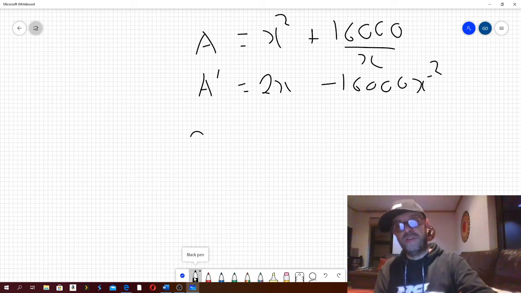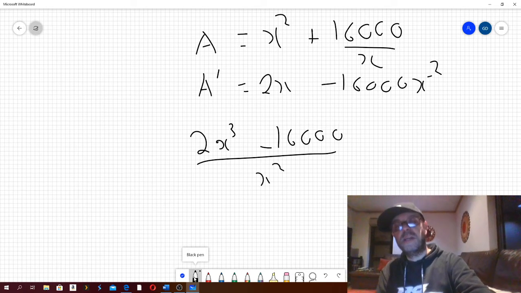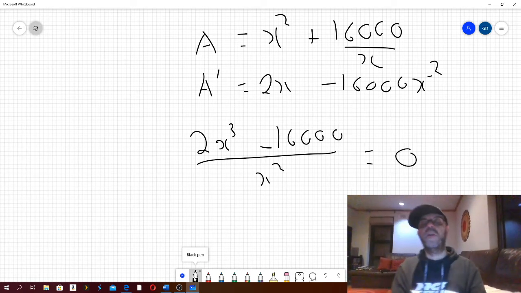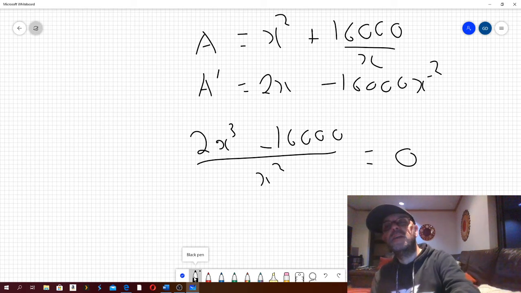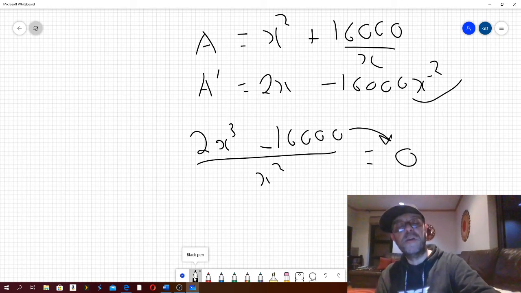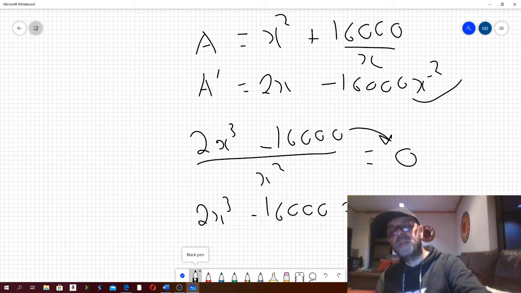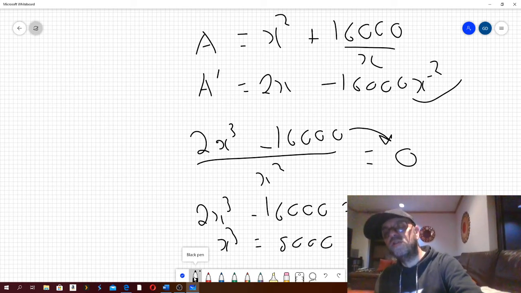So that means that 2x cubed minus 16,000 all over x squared must be equal to 0 if I find a common denominator. That's just rewriting this as over x squared first and finding the common denominator. But of course only the numerator can ever be equal to 0, so therefore we can write that 2x cubed minus 16,000 must be equal to 0. Solving that gives me that x cubed is equal to 8,000, and that means that x is equal to 20.